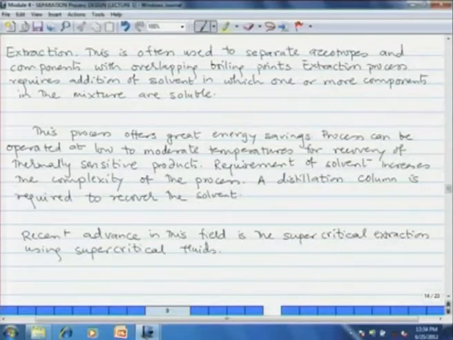The solvent which you are going to use should also have a low boiling point, and it should be less viscous, and so on and so forth. These are things you have already learnt in the mass transfer course: the desired properties of the solvent for a particular extraction process.